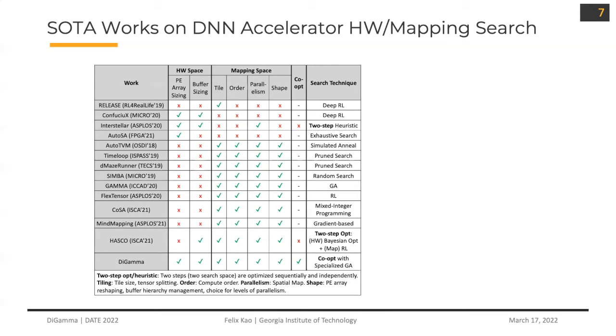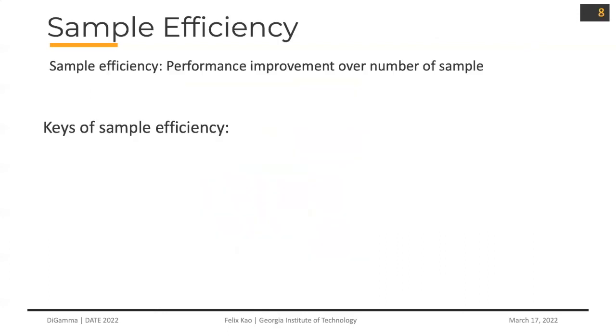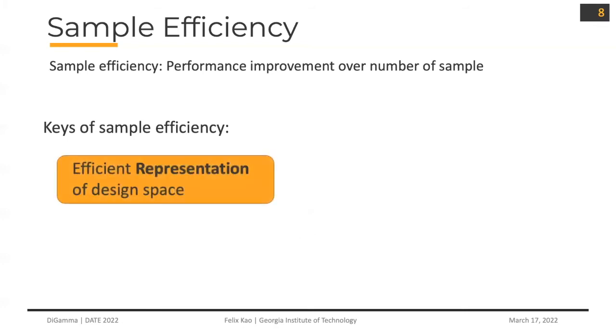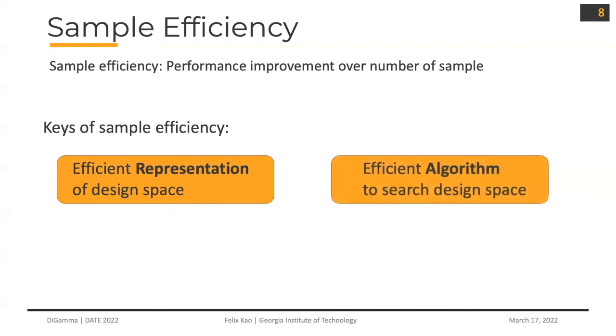Before we go into the technical details, let's see how we will evaluate the efficiency of the algorithm. Often we look at the algorithm's sample efficiency, which means the performance improvement over a number of samples. The sample efficiency of a search algorithm is determined by two aspects. First, the efficiency of its representation of the design space, and second, the efficiency of the exploration step of the algorithm.